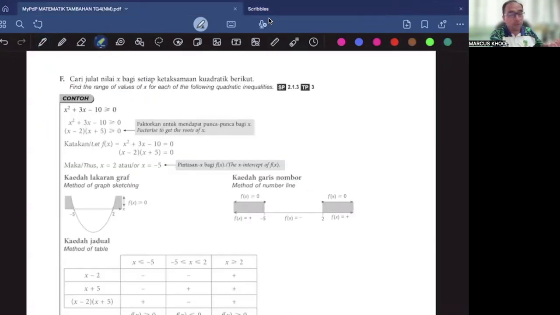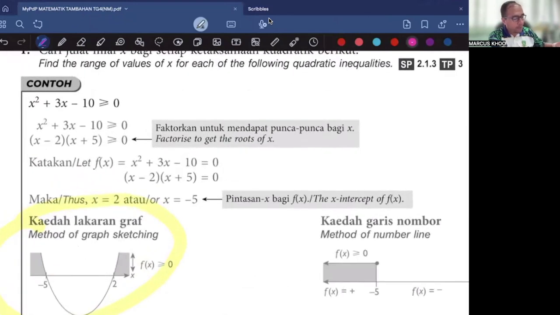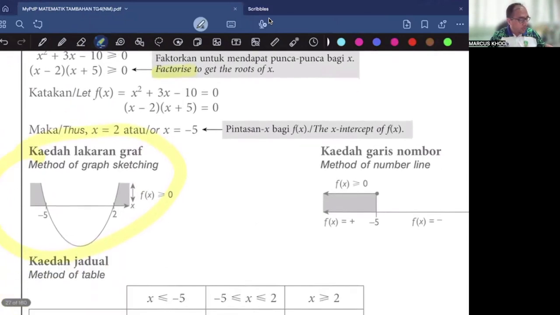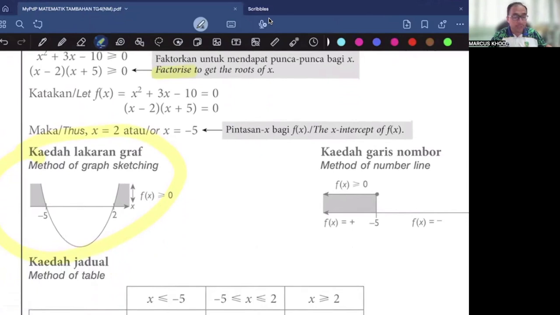In order to find the range of values, I'm going to use the graph sketching method, which is the main method that we want to use for this. I can teach you the number line method, but for now let's just focus on the graph sketching method. The first step, when you get the inequality, is to make sure that the right side is 0, always. The second step is to factorize to get the two roots. In this case, when you factorize, you get x equals 2 and x equals -5.